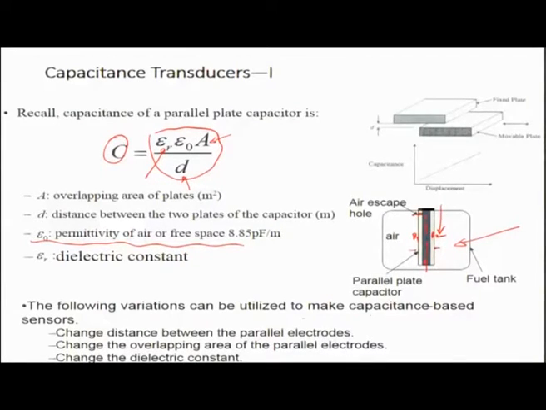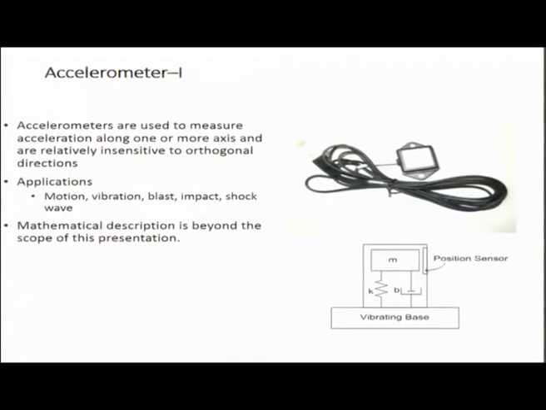So the following variations can be utilized to make capacitance based sensors. You could change the distance between parallel electrodes, change the overlapping area of parallel electrodes, or change the dielectric constant, and that could give you a change in capacitance response.